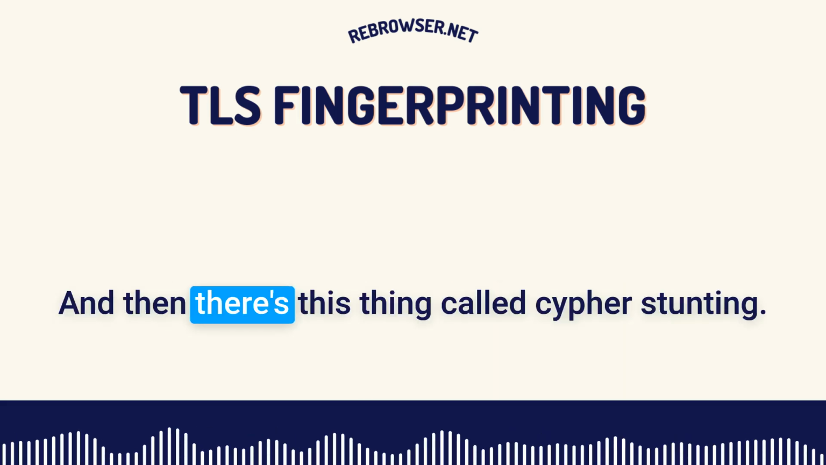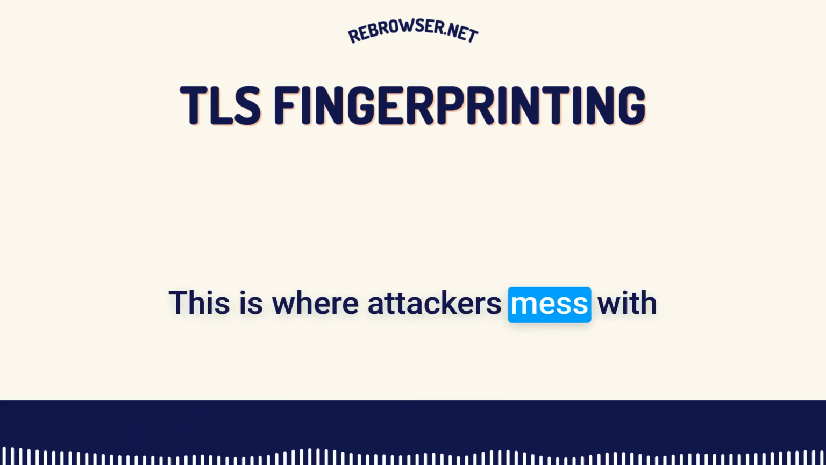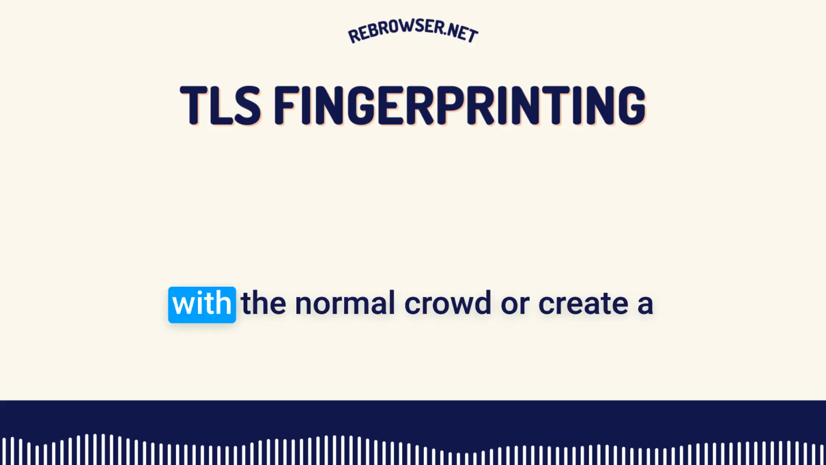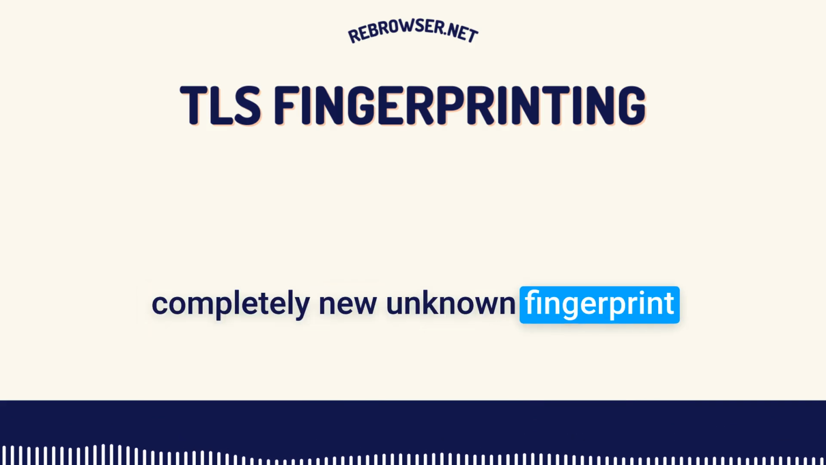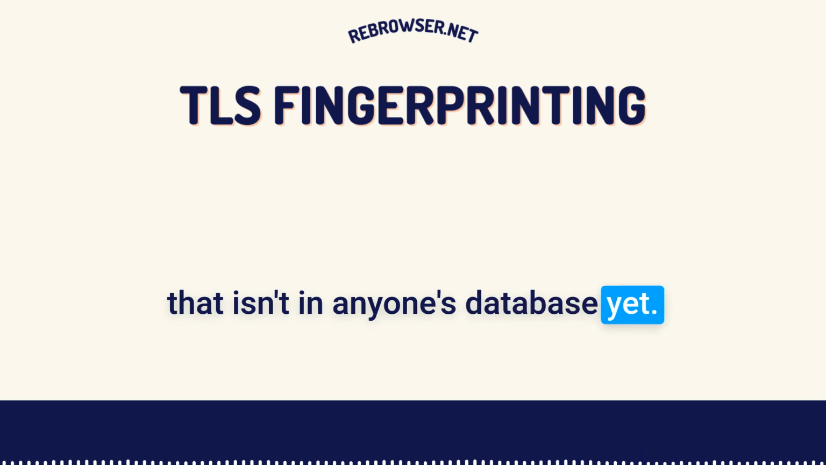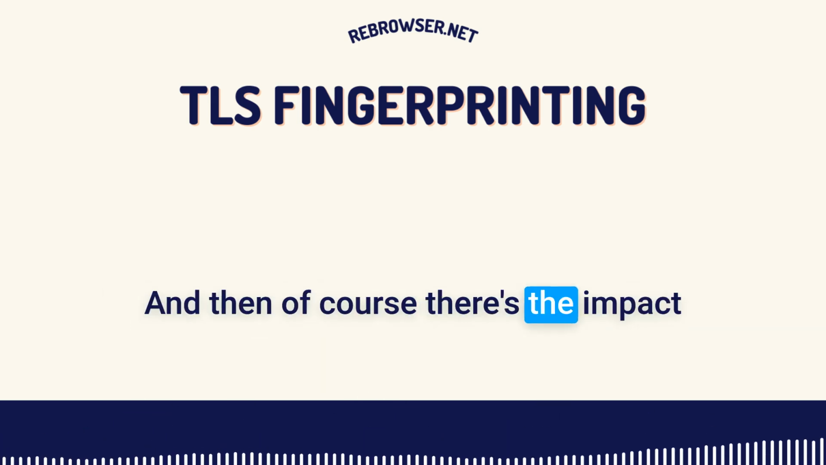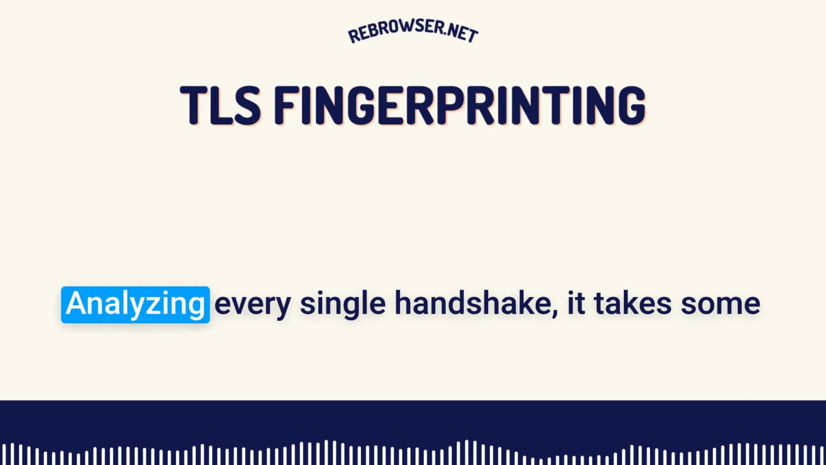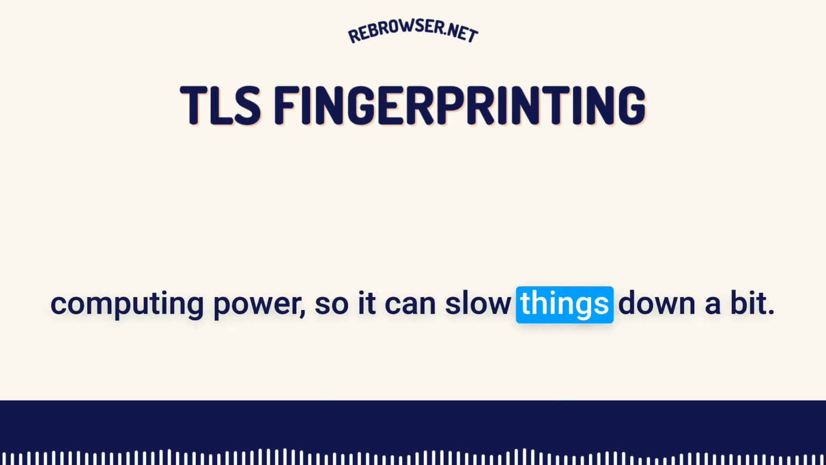And then there's this thing called cipher stunting. Cipher stunting. Yeah. This is where attackers mess with their TLS settings on purpose, either to try and blend in with the normal crowd or create a completely new, unknown fingerprint that isn't in anyone's database yet. Oh, so they're trying to fly under the radar. Exactly. And then, of course, there's the impact on performance, especially for systems that handle a ton of traffic. Right. Analyzing every single handshake takes some computing power, so it can slow things down a bit.